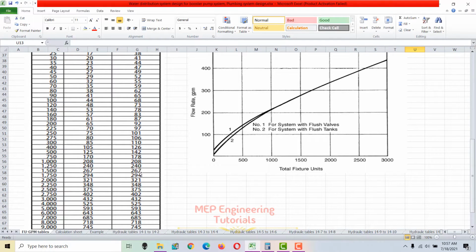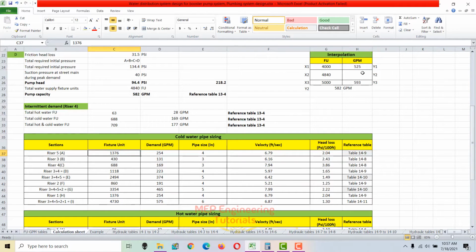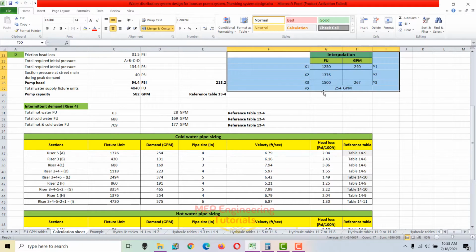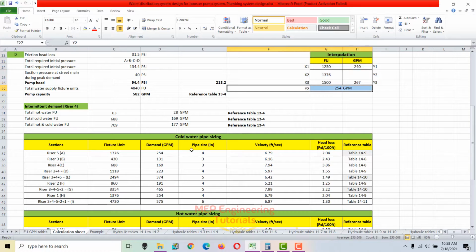So 240 and 267, we have to write GPM here, and this one is 1250 and this one is 1500, and we need to check the demand at fixture unit value 1376. So how much is the calculated demand at 1376 fixture units? This is the interpolation formula which I have used here to get the exact value of the demand, that is 254 GPM. So now we know the demand at 1376 fixture units.